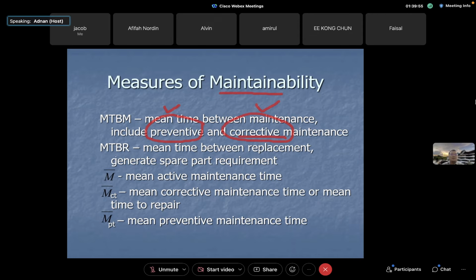So we have some variables here. We call it MTBM, mean time between maintenance. Same as mean time between failure. MTBR is mean time between replacement.